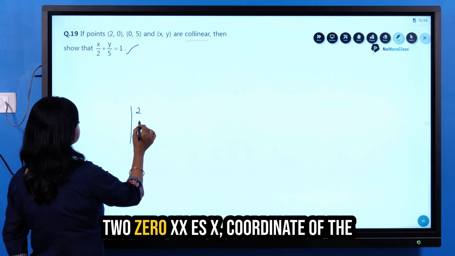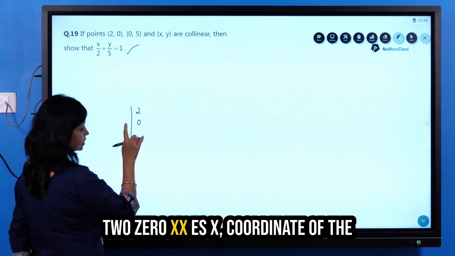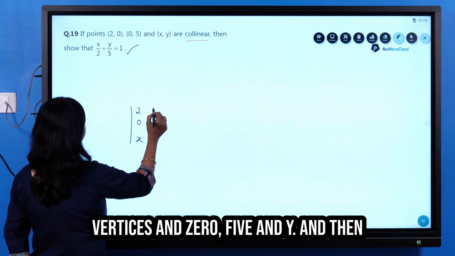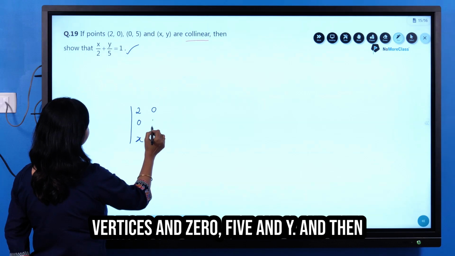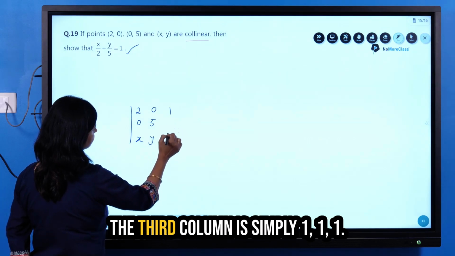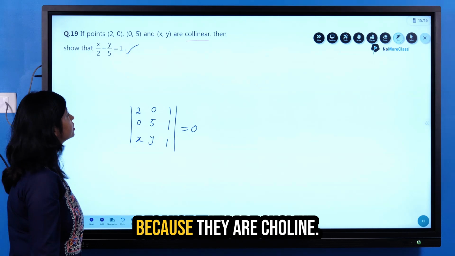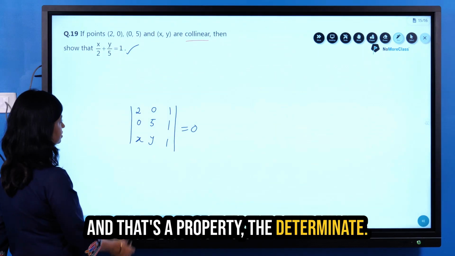2, 0, x. The x coordinates of the vertices. Then 0, 5 and y. And then the third column is simply 1, 1, 1. And this is 0, because they are collinear and that's a property of the determinant.